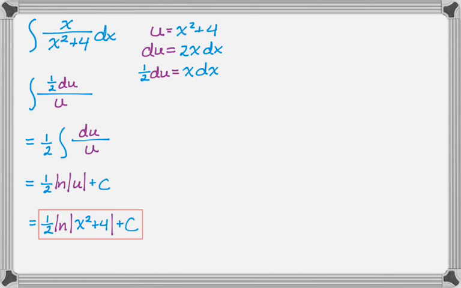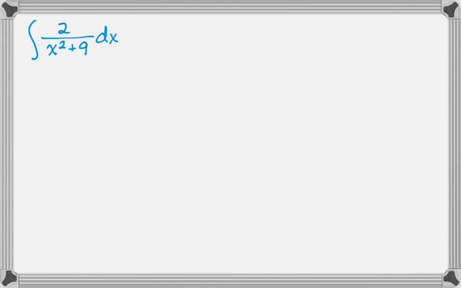So there we go. Let's take a look at another one that looks similar but is actually different. We want to do the integral of 2 over x squared plus 9 dx. There's no x in the numerator this time, which makes it entirely different. But you do the same thing, right? You guess that maybe u is equal to the denominator, so x squared plus 9.